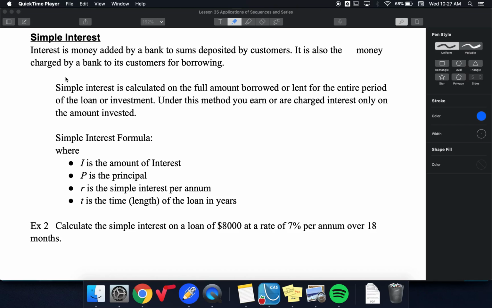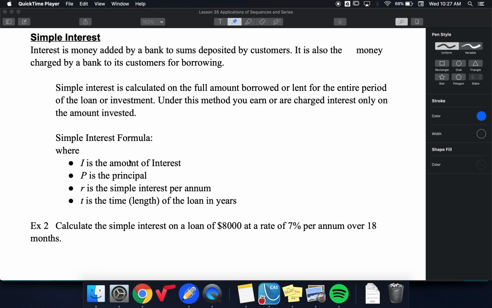The next example we're going to look at is simple interest, and this is a type of an arithmetic sequence. The way that simple interest works is that you get a fixed amount of interest added to your bank account every month. So you've got a full amount that you have borrowed or been lent for the entire period, and then you're charged only the interest on that initial amount.